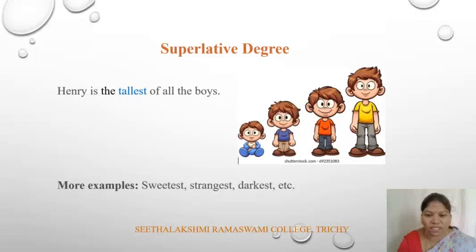Here we have superlative degree. Henry is the tallest of all the boys. In this sentence, the adjective tallest compares the noun Henry with more than one noun. In this case, boys collectively. Therefore, the adjective tallest can be said to be in the superlative degree. Here, the superlative degree is formed from the positive simply with the addition of the suffix est. More examples of superlative degree are sweetest, strangest, darkest, etc.